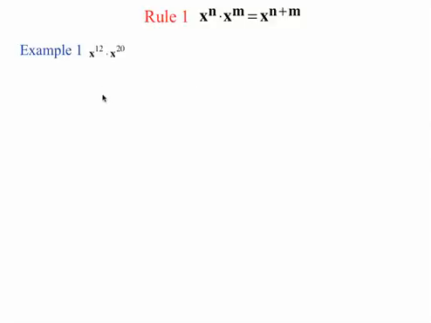All right, here's an example. If you have x to the 12 times x to the 20, you're just going to add those exponents together, and that's going to give you x to the 32. If you have 3 to the 19 times 3 to the 16, add the exponents together, that's going to give you 3 to the 35.